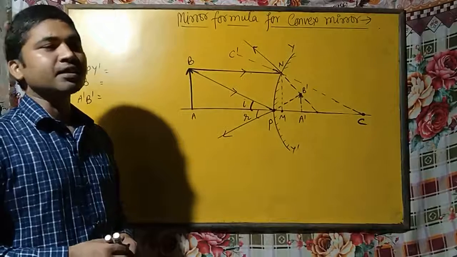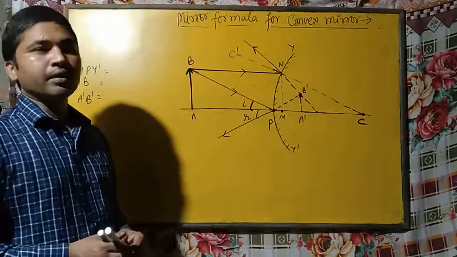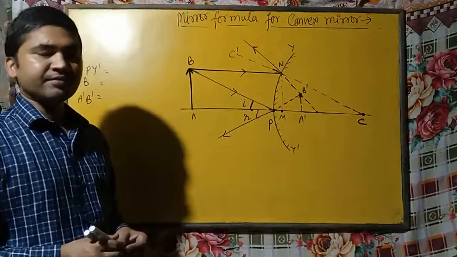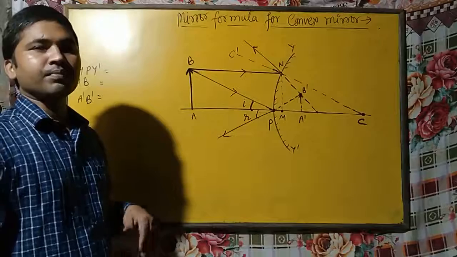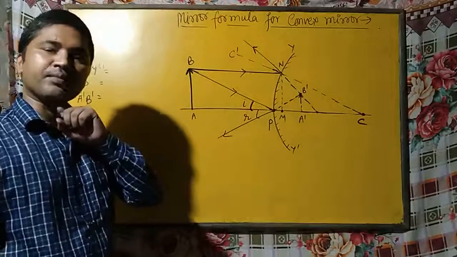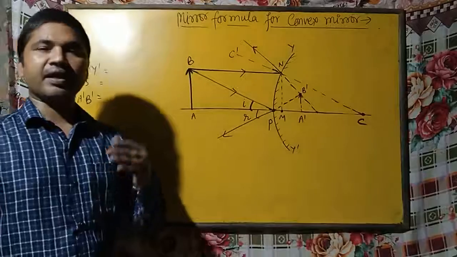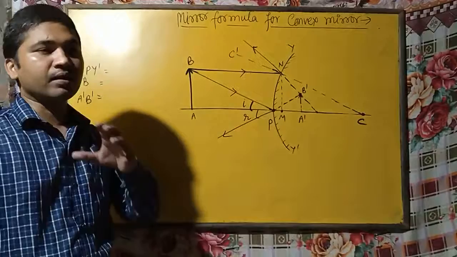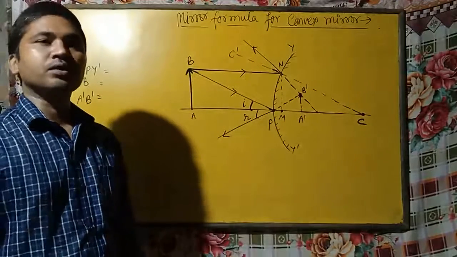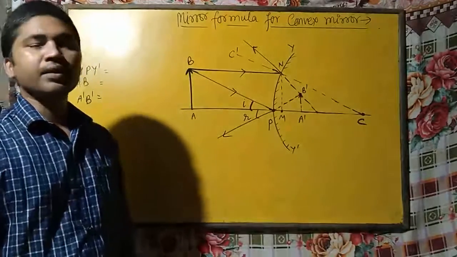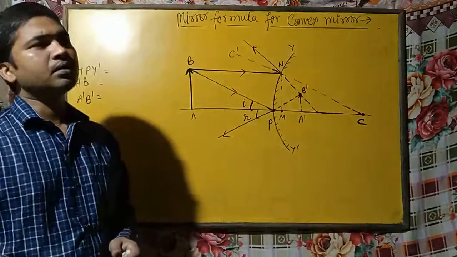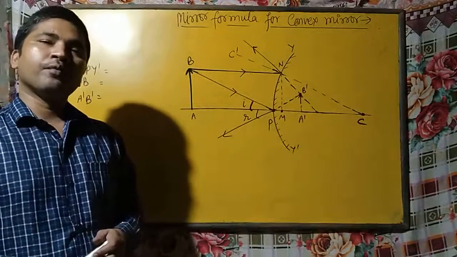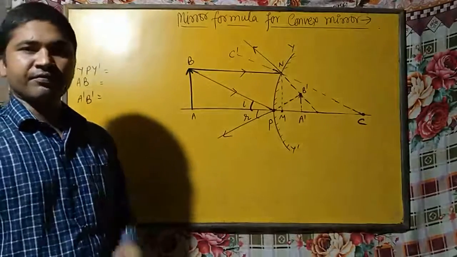Students, in the last session we completed the image formed by the concave mirror in different cases: when the object is placed beyond C, when the object is placed at C, when the object is placed between C and F, and when the object is placed between F and P. So these are the cases where we discussed image formation for a concave mirror, and then we derived the mirror formula when light rays are reflected from a concave surface.